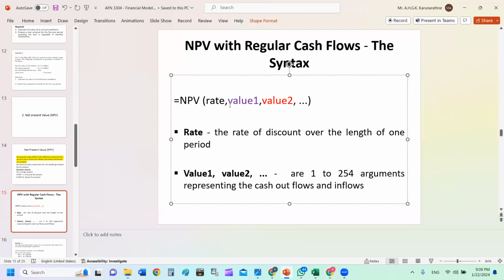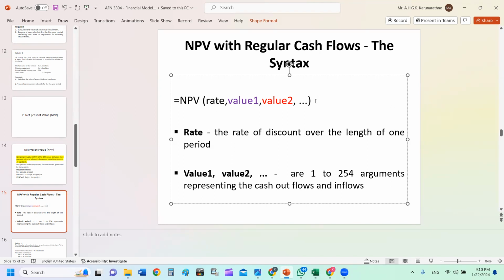Right? Here the initial outflow is not mentioned. Initial outflow means the value at 0; inflows come at the end of year 1, end of year 2. So in this formula, you are not incorporating the initial outflow. Initial outflow, we don't show it separately. You can add the initial outflow to the formula separately.